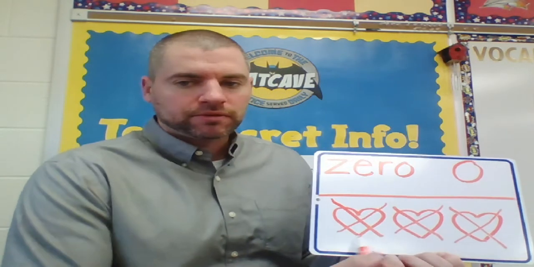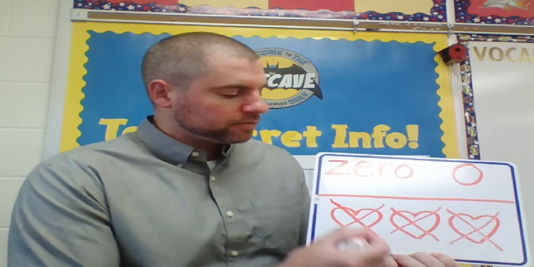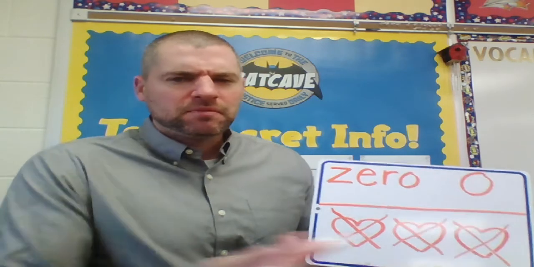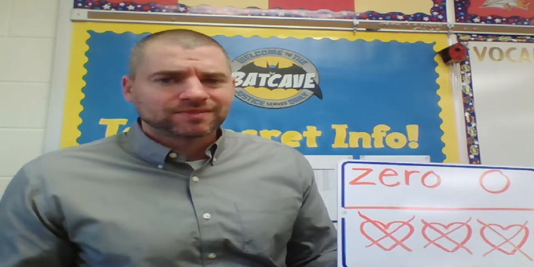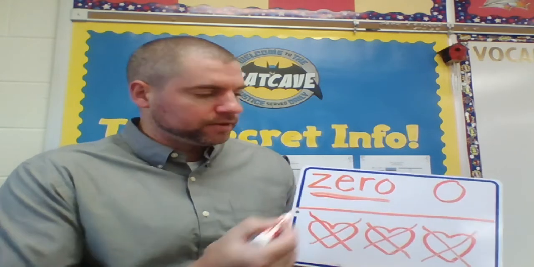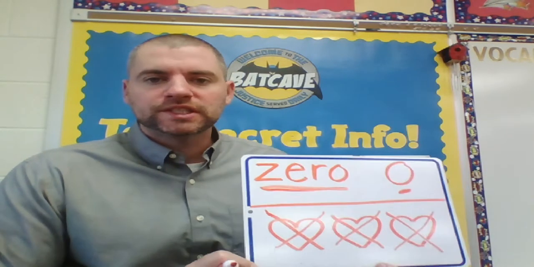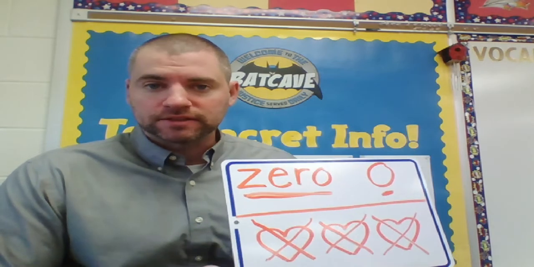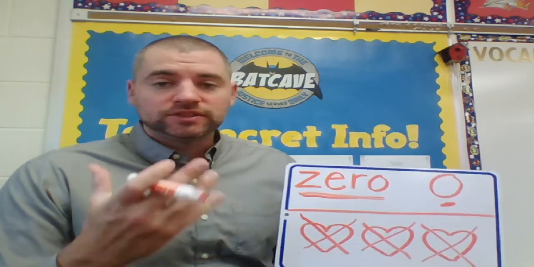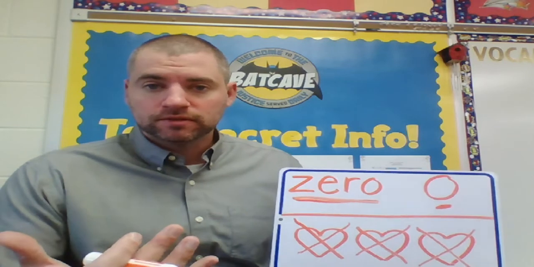So if I start with three hearts and three of them are taken away, how many hearts do I have left? I don't have any, right? I have zero of those hearts. And this right here is how we write the number zero. So for today's lesson, you're just going to be practicing knowing that zero means nothing.